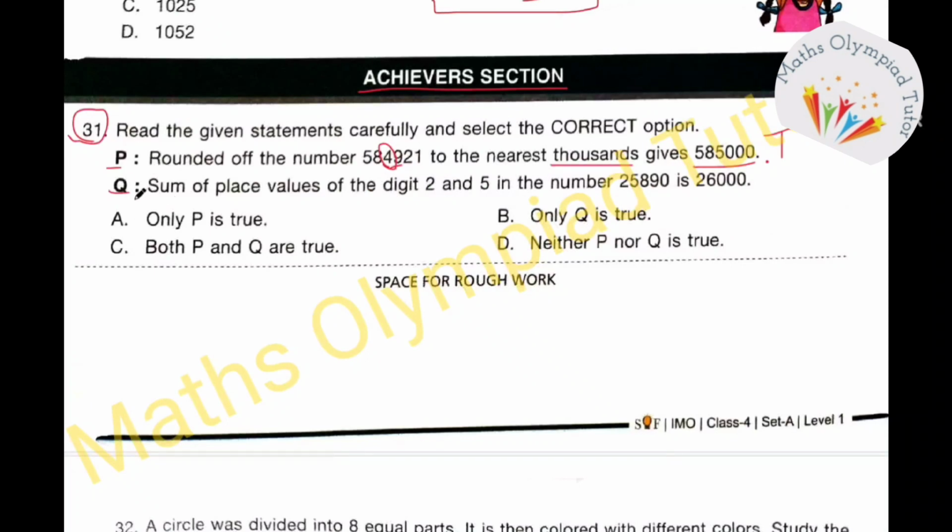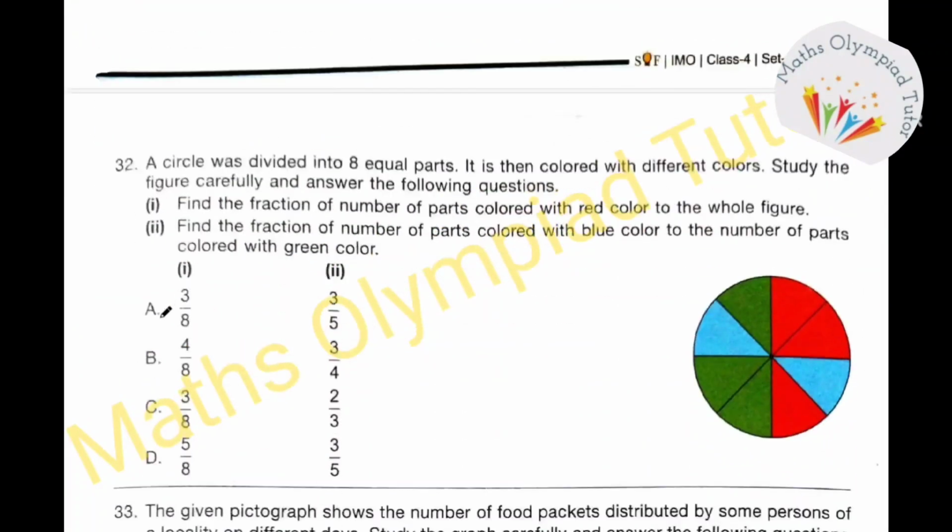Let us check the other one, statement Q. It says the sum of the place values of digits 2 and 5 in the number 25,890. Let us check. The place value of digit 2 in the given number is 20,000, and the place value of digit 5 is 5,000. If we add these to find the sum, we get 25,000, not 26,000. So this means the statement is false. So only statement P is true, which is here. We'll choose option A for question 31.